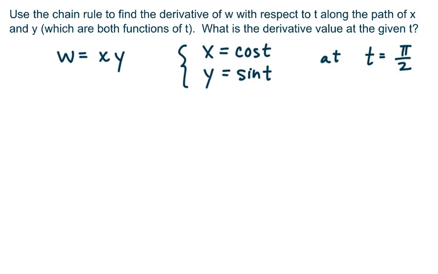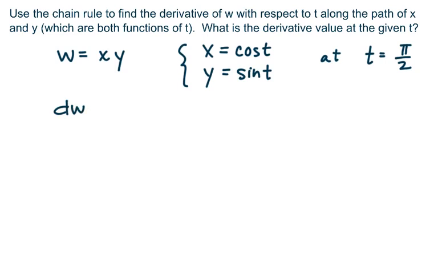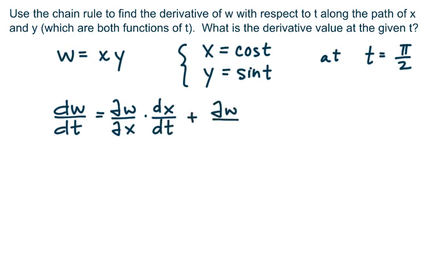So in order to do this, we will apply the chain rule. And so we know our chain rule. The derivative of w with respect to t is the partial of w with respect to x times the derivative of x with respect to t, plus the partial of w with respect to y times the derivative of y with respect to t. How do we know that? We just learned the formula on the previous page.